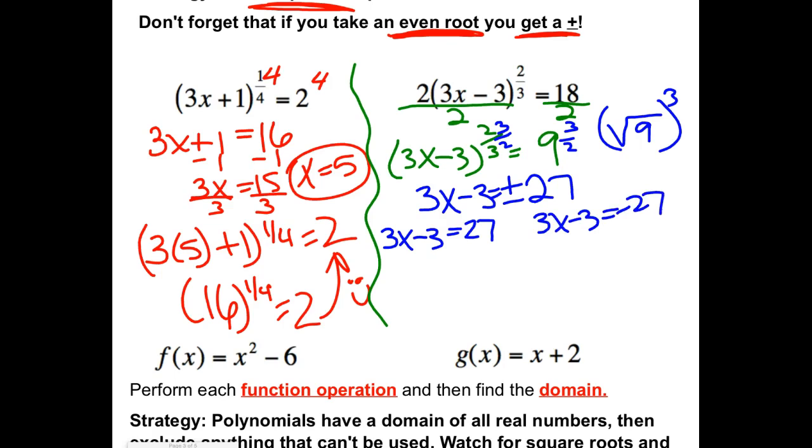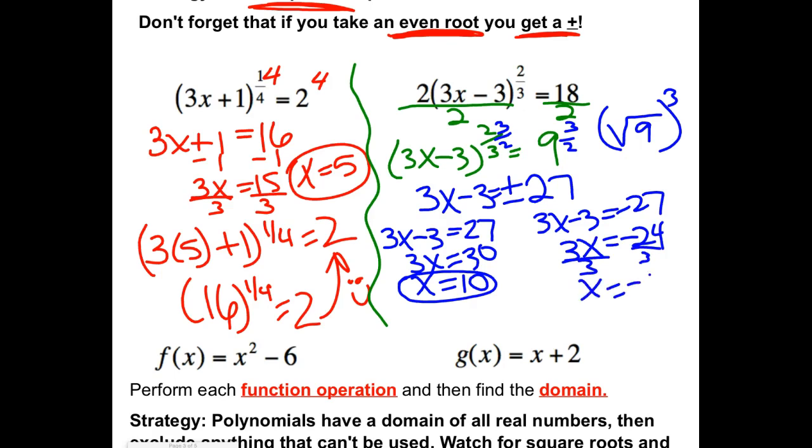Okay, on both of these, we're going to add 3. So when I add 3, I'm going to have 3x equals 30. And I'm going to divide, so I'm going to have x equals 10. So that's my first answer. And on this one, I'm going to add 3, so I'm going to have negative 24. And I'm going to divide by 3, so I'm going to have x equals negative 8. Okay, so those are my two answers.